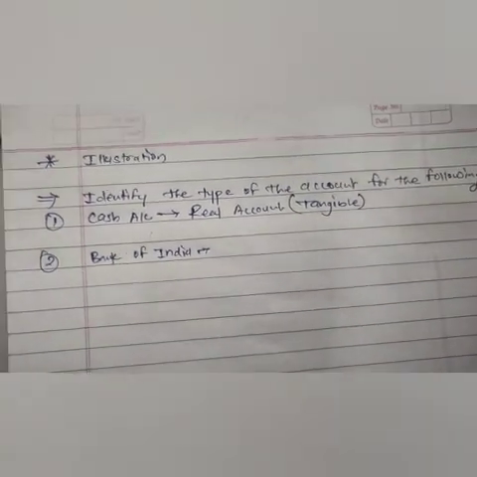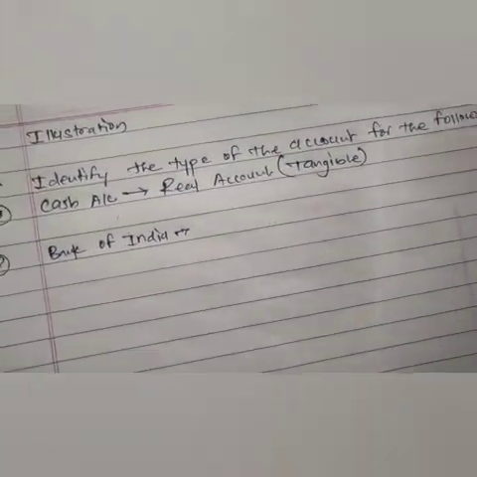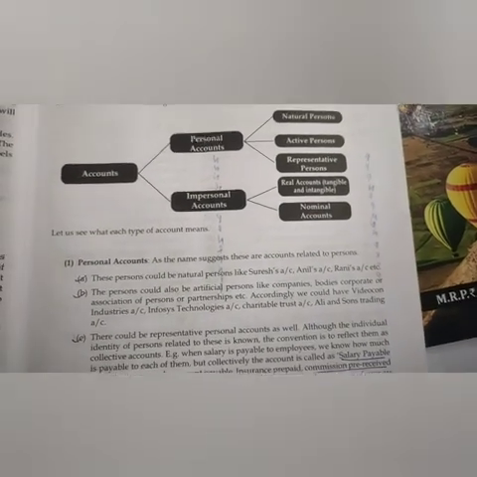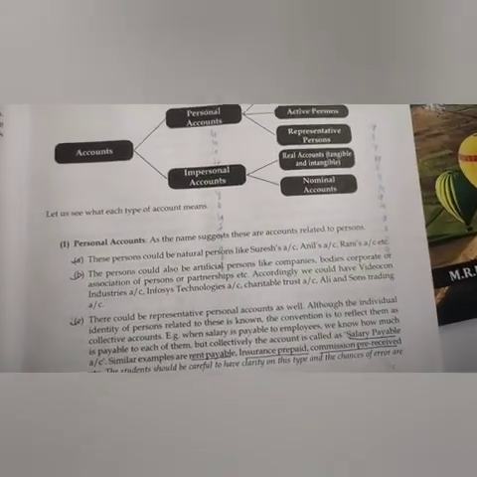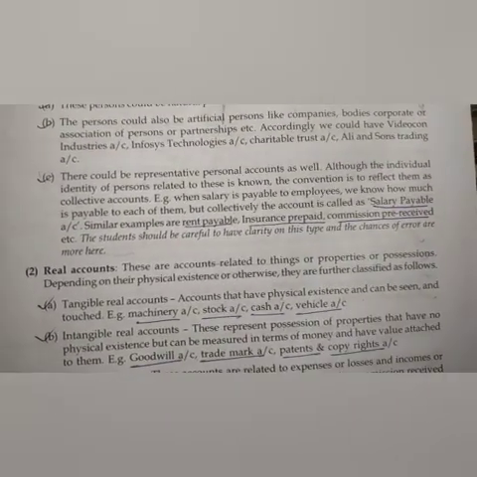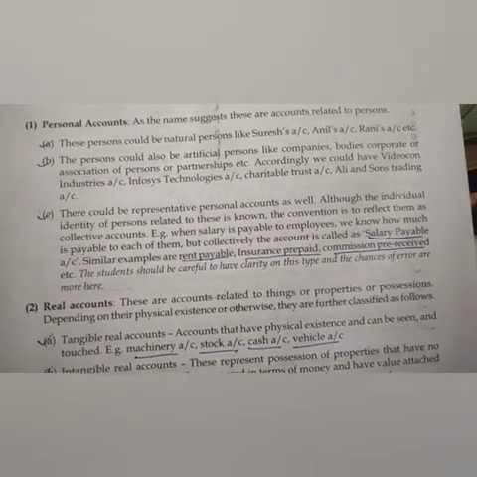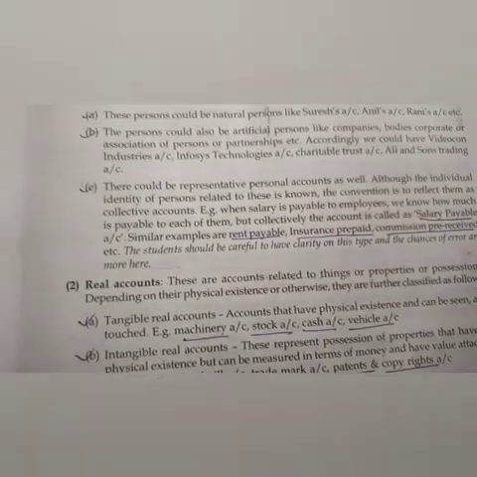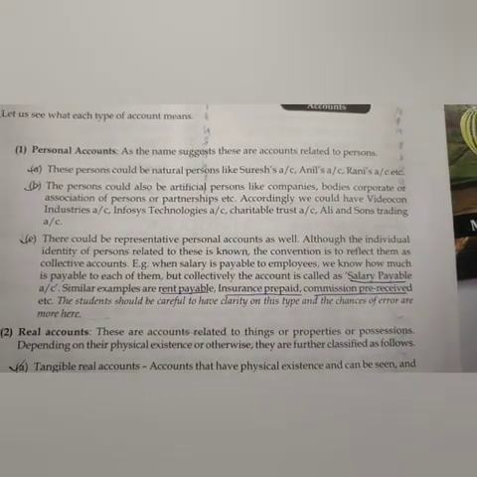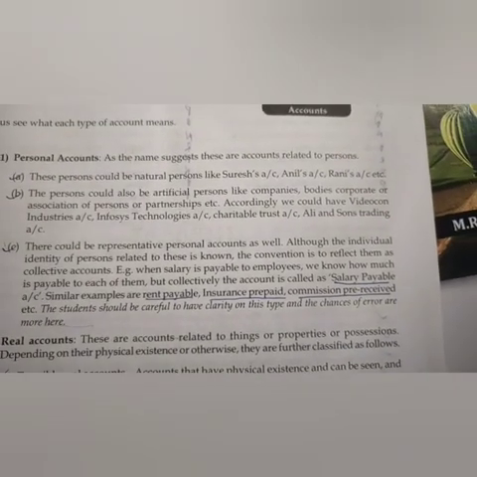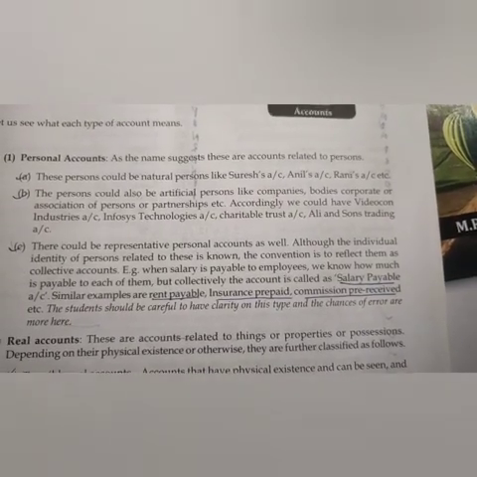Second example is Bank of India. Let us now apply the rules. Let us see under which category it comes: personal account, real account, or nominal account. First we have to see whether it comes under the personal account. As the name suggests, this account is related to a person, and this person could be a natural person like Suresh, Anil, Ram, Rani's account, etc.